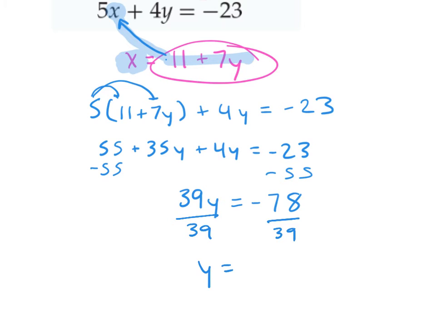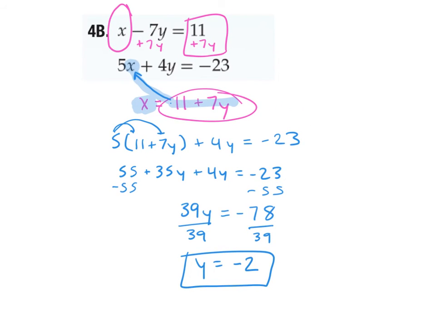Guess again. You're close, but you're missing something. 2.5. Are one of our numbers negative? Negative 2. We had this negative 78, so a negative divided by a positive is a negative. So y is negative 2. What do we do with this? We plug it in.